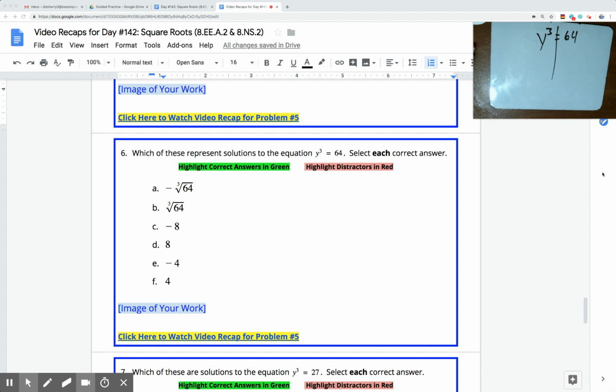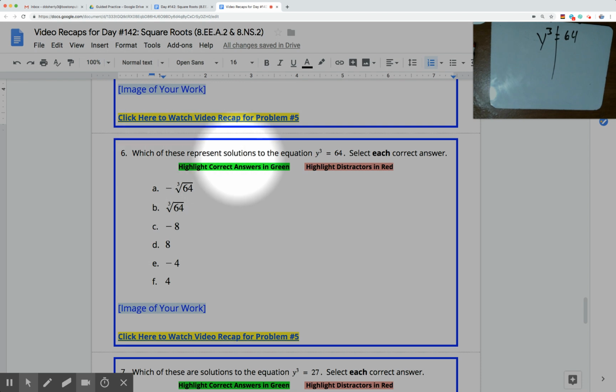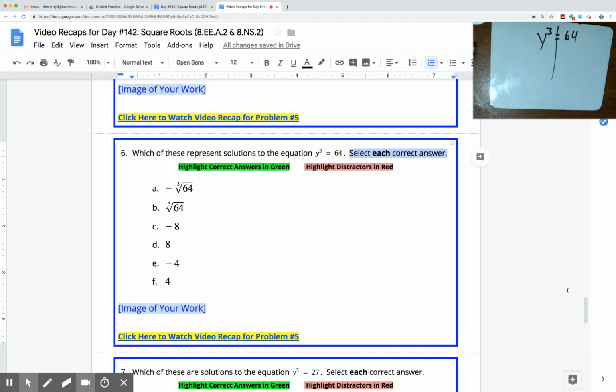For problem 6, we were asked which of these represent solutions to the equation y cubed equals 64, which you see here on my whiteboard. And we're told again there's more than one correct answer. We need to select each correct answer here. As I take a look at the answers, some of them are integers, some of them are listed as whole numbers, and some of them are radicals, cube roots that have not been evaluated yet.